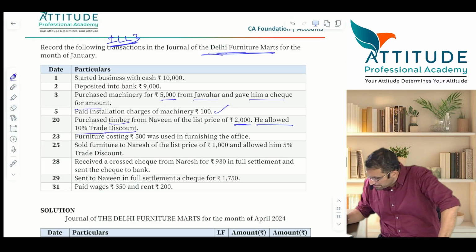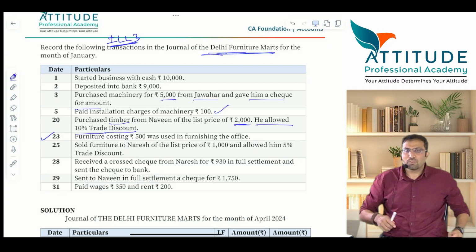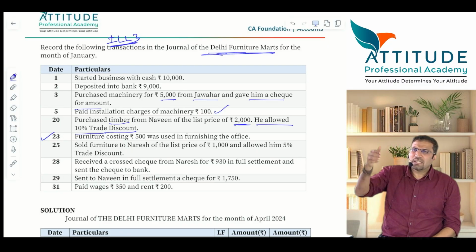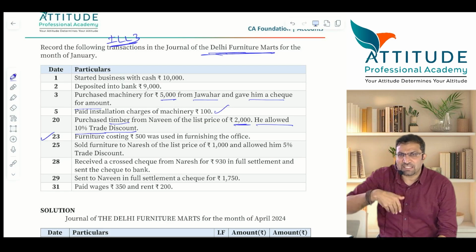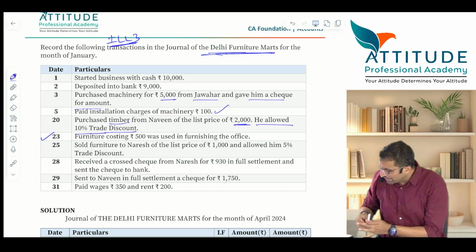Okay, next. 23rd. Furniture costing 500 was used in furnishing the office. Interesting. Please concentrate here. I am a dealer in furniture. If I purchase the furniture, the entry will be purchases account debit to cash. All of you agree? Okay, I'll give you an example here.